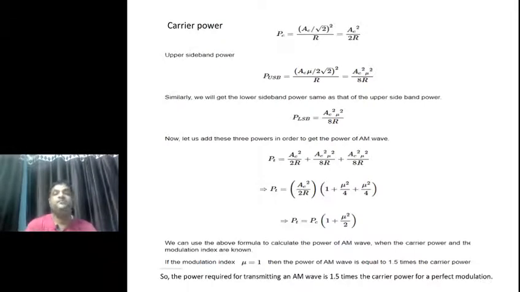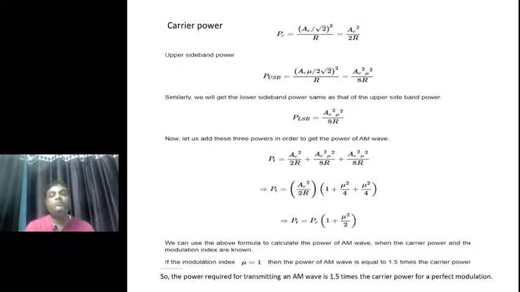Then PC equals AC upon root 2, squared, upon R, so AC square upon 2R. Similarly, PUSB equals AC mu upon 2 root 2, squared, upon R. You already know about the RMS value and peak value conversion. Then it becomes AC square mu square upon 8R. Similarly, we calculate in the case of the lower sideband. Then the total power is equal to AC square upon 2R plus AC square mu square upon 8R plus AC square mu square upon 8R.